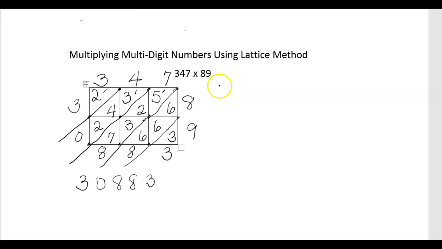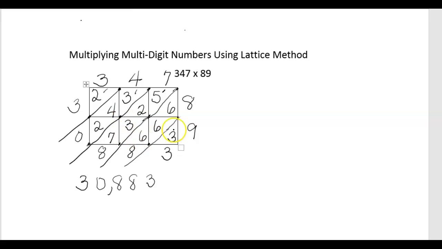347 times 89 using the lattice method gives me a product of 30,883.